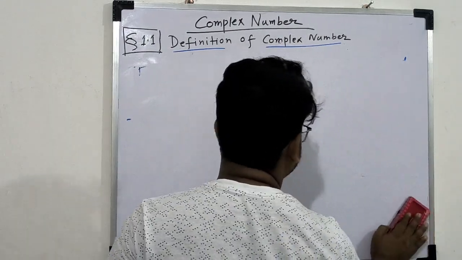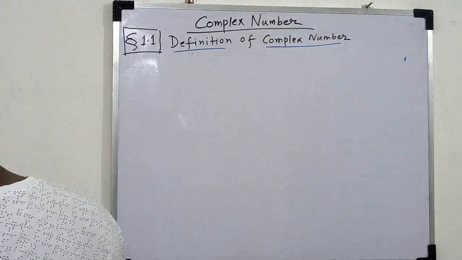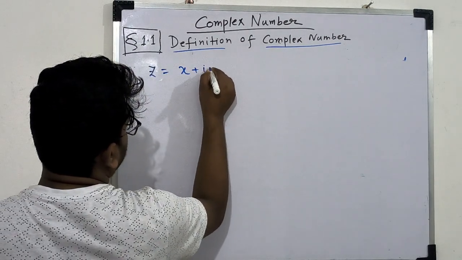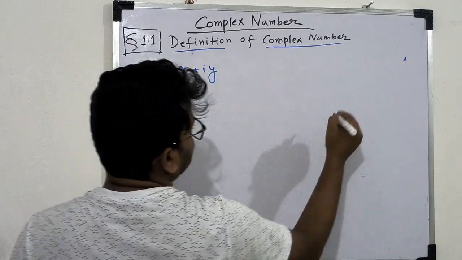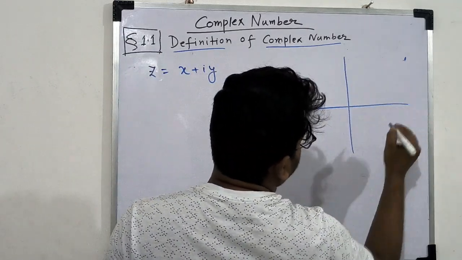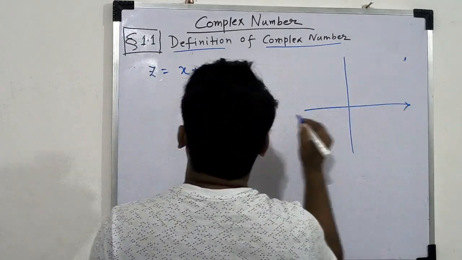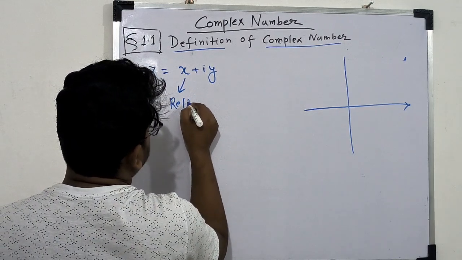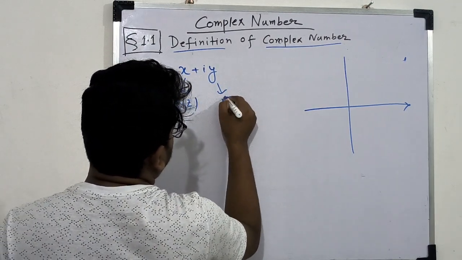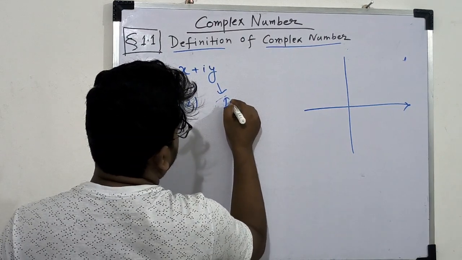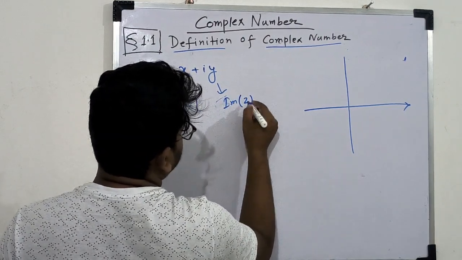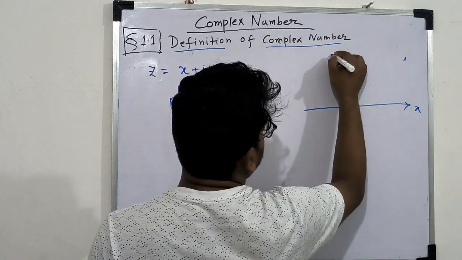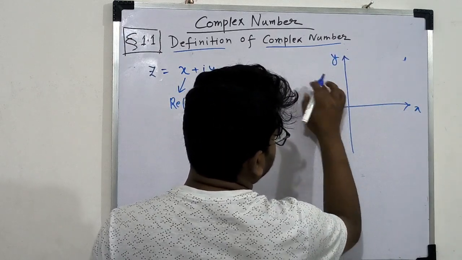Now we see the graphical representation of a complex number. A complex number z equals x plus iy. We can represent it graphically here. This is the real part of z, and this is y, the imaginary part of z. So this is the real axis, that is x, and this is the imaginary axis, y.